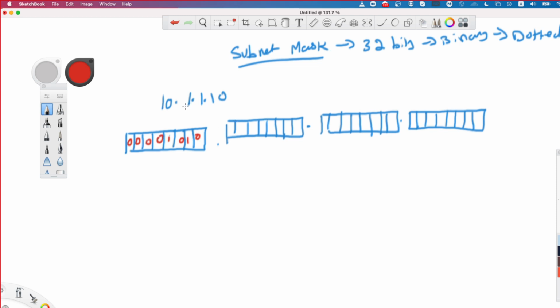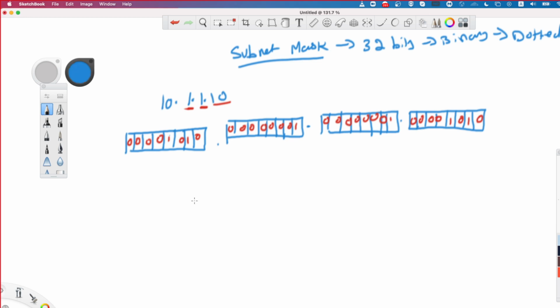Same way, the second octet value I have is 1. If I convert that into binary, I will get 0 0 0 0 0 0 0 1. Same way, the third octet value is also 1, so the corresponding binary value will be 0 0 0 0 0 0 0 1. The fourth octet value is 10, so this is going to be 0 0 0 0 1 0 1 0. Hope this is clear. Now I'm planning to work with the subnet mask portion.